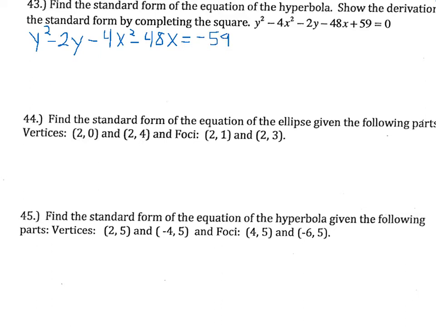So now before we complete the square, we see that we can take a 4 out of 4 and 48, but I really want to pull out a negative 4.